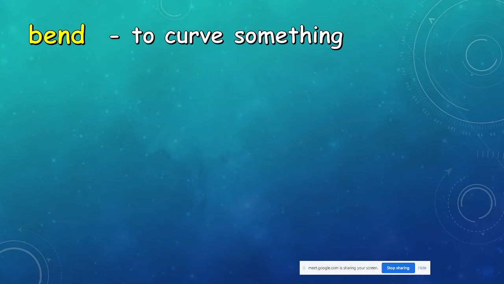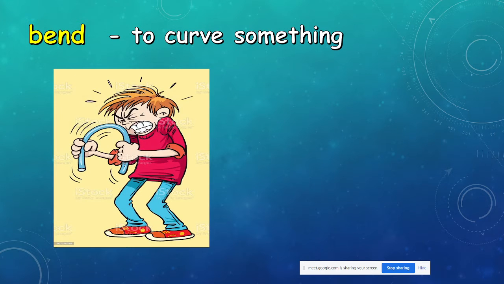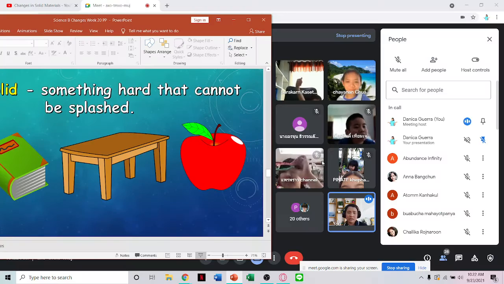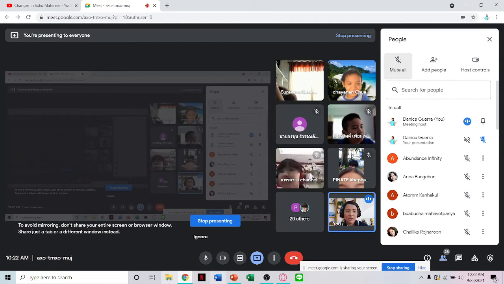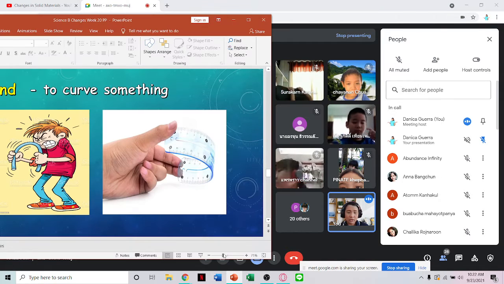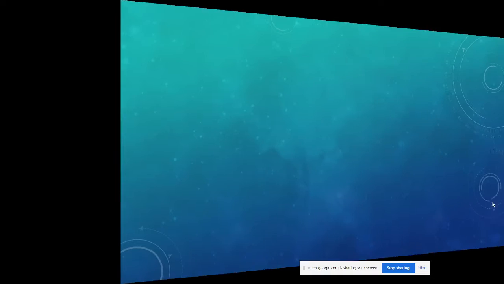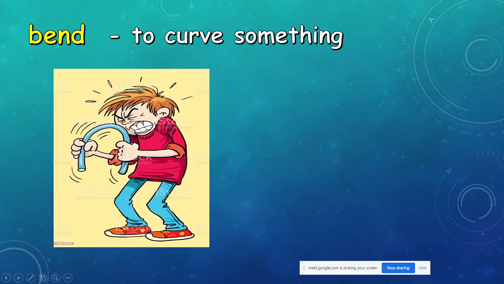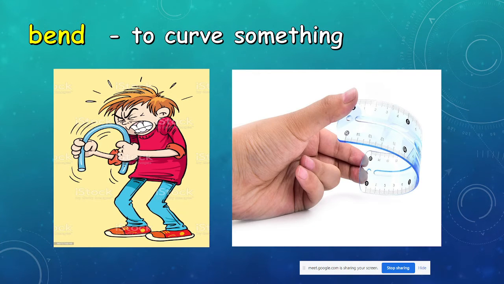Now let's move on to bend. When you say bend, it means to curve something, to make a curve. For example, bending a metal. Bending a metal can be hard, but it is possible if you heat the metal, okay? If you make the metal hot, you can bend it, but it will still be hard. Another one is bending your rubber or your plastic ruler.